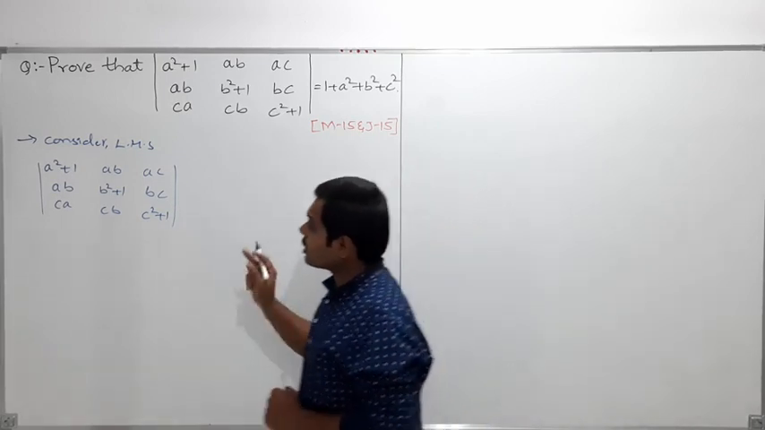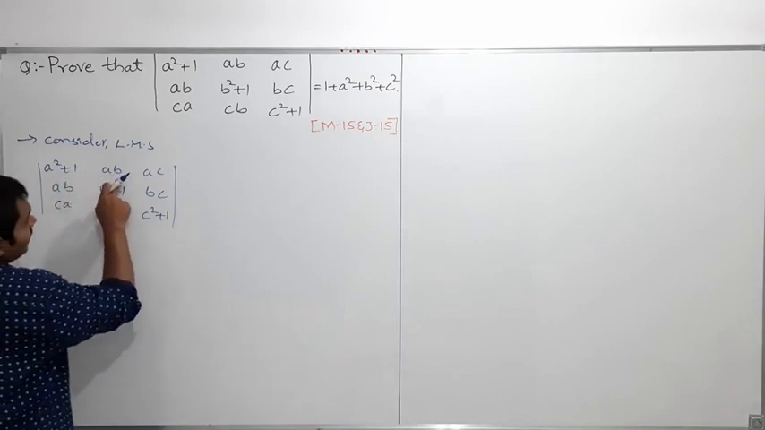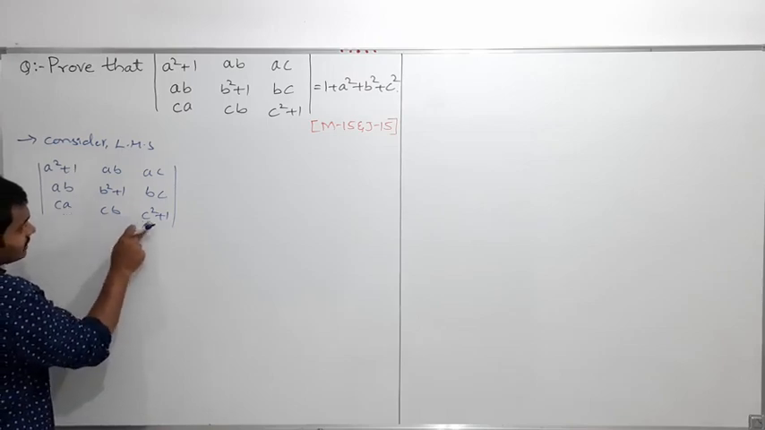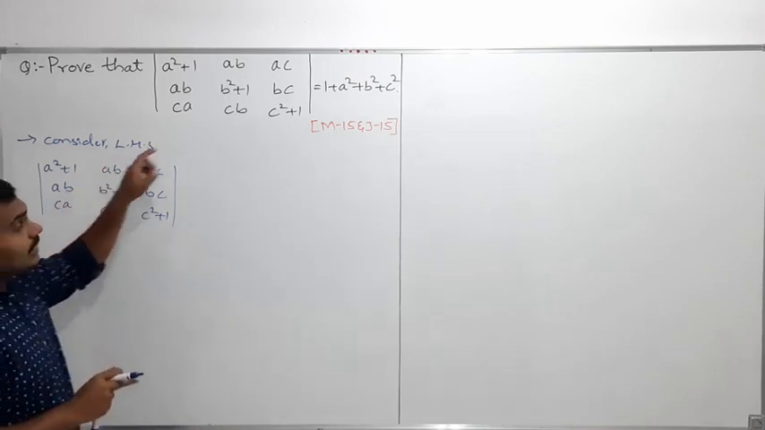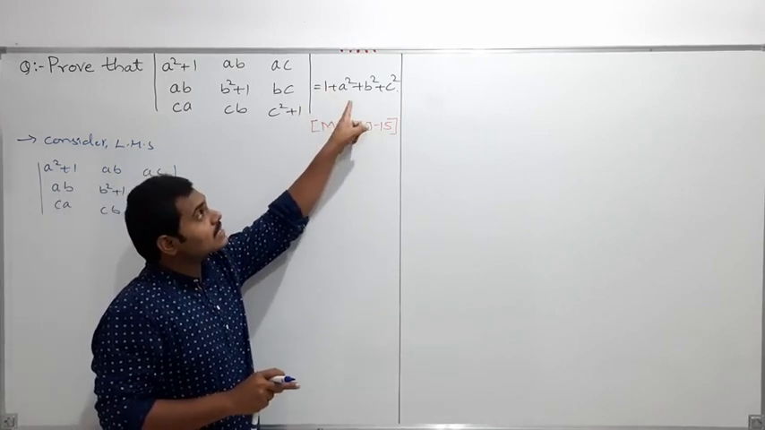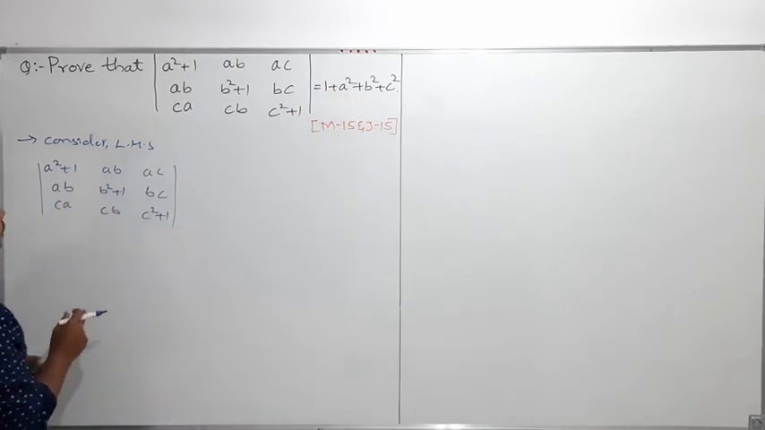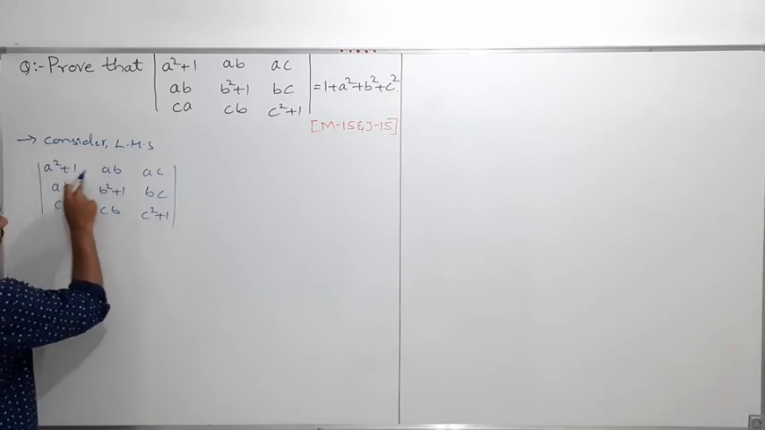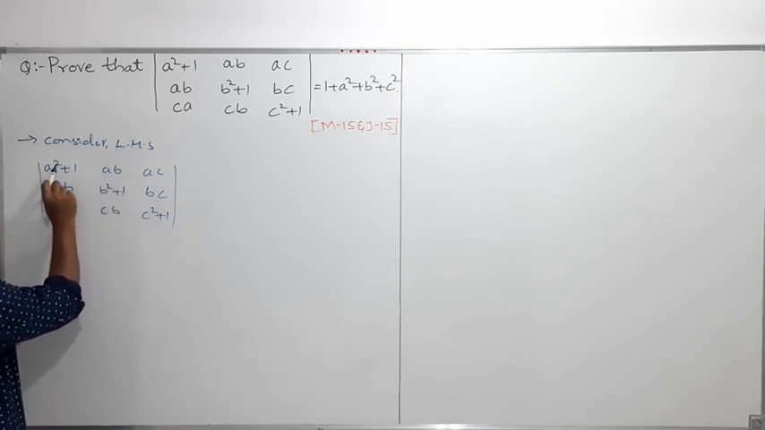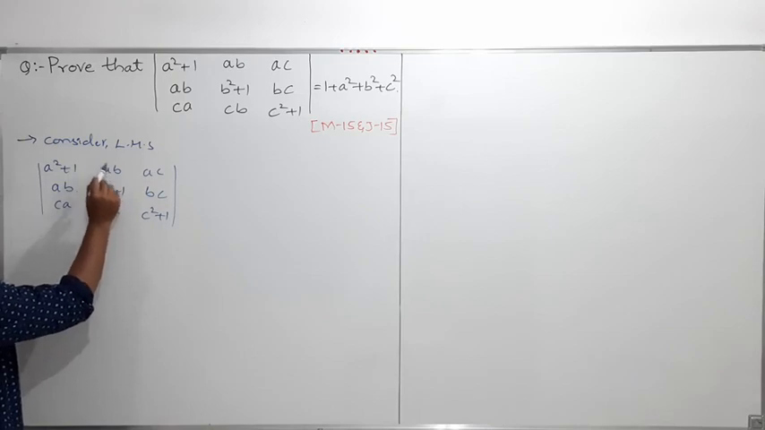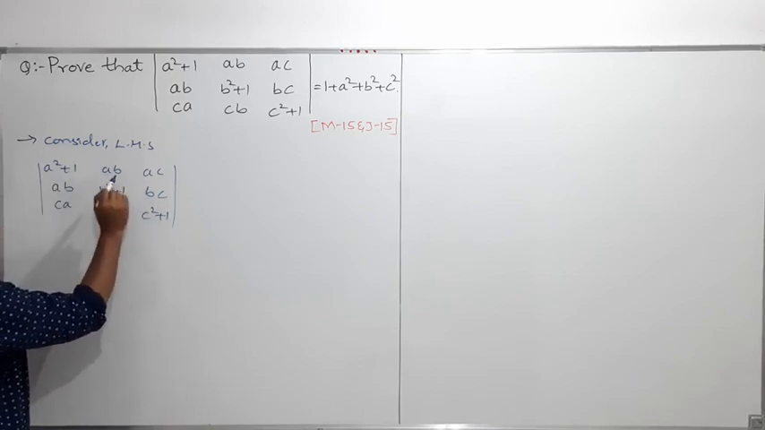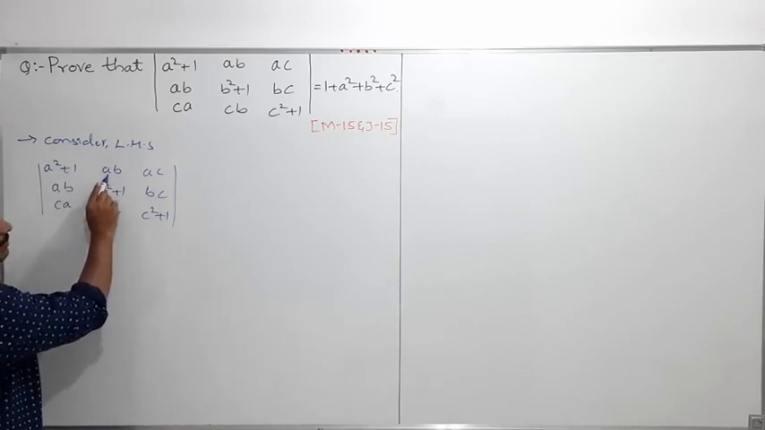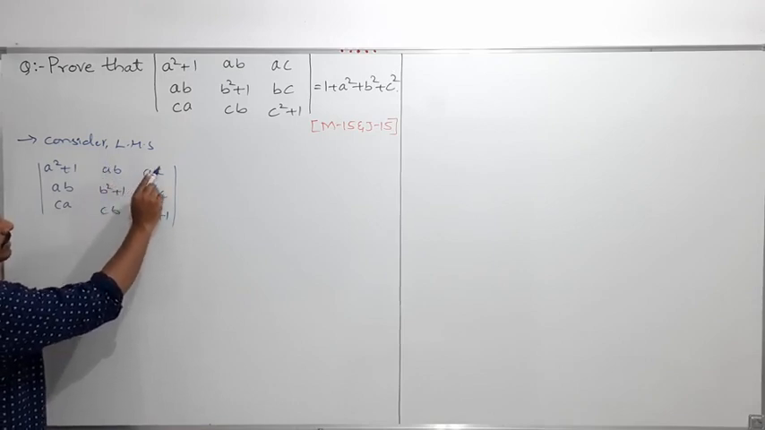Clear? So now my dear students, we can observe here a square plus 1, here AB is there, here AC is there. Here AB, b square plus 1, BC is there. Here CA, CB, c square plus 1 is there. But in the RHS part I should get 1 plus a square plus b square plus c square. So to get that, first I will multiply a with row 1. If I multiply with a, it means a into a square plus 1, a square into b, and a square into c.